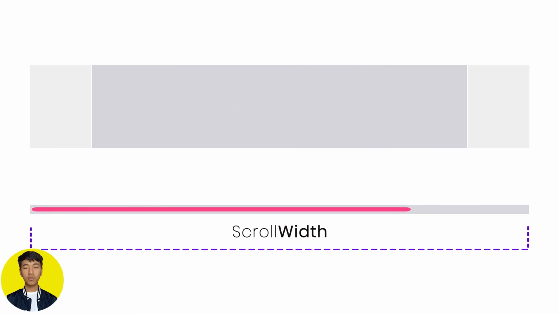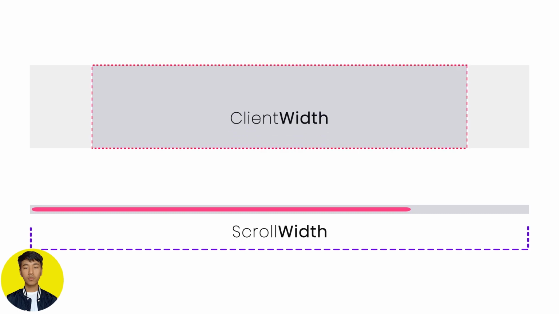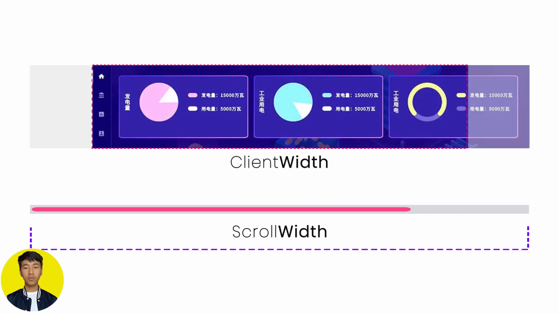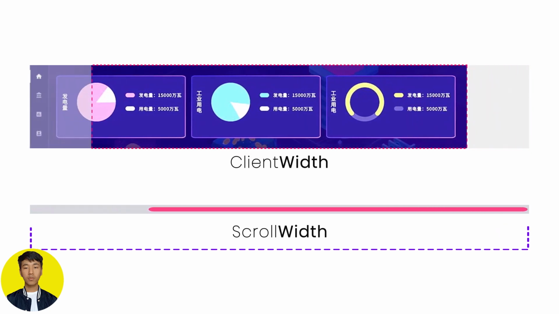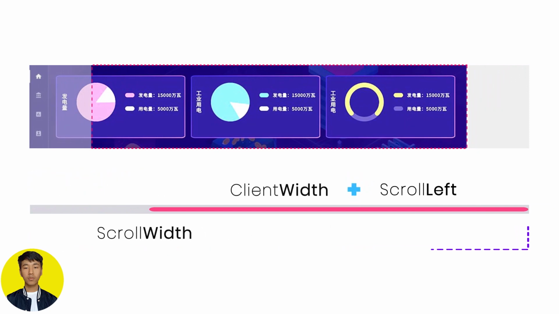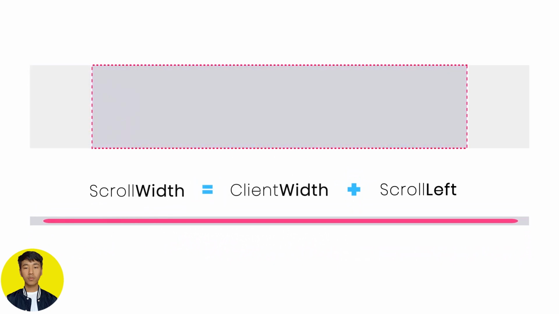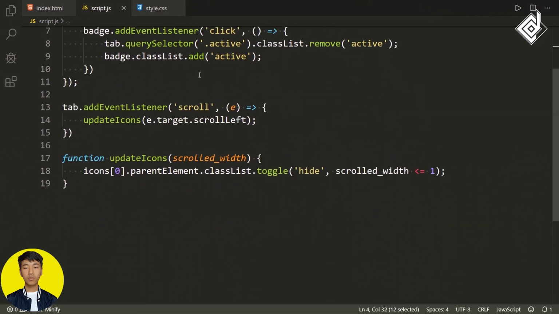So let me show you. Let us assume that this is our browser. This is what you call scroll width, and that specific darker gray area, let's take it as client width. Suppose this is our content. Now as soon as you scroll to your left side, that specific part represents scroll left. Now if you add this scroll left with our client width, the combination of both of them will give our scroll width.